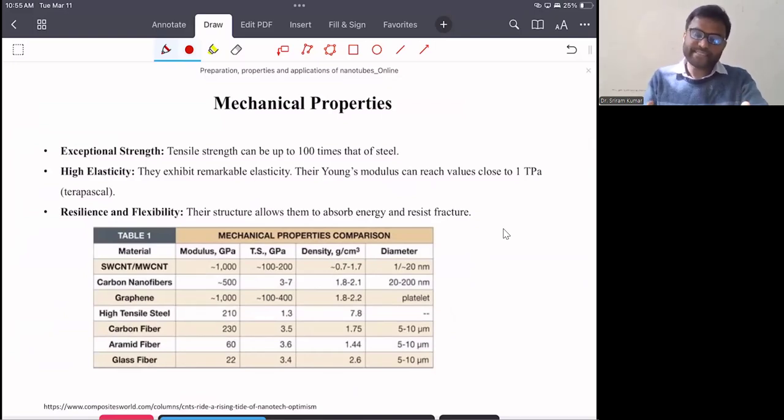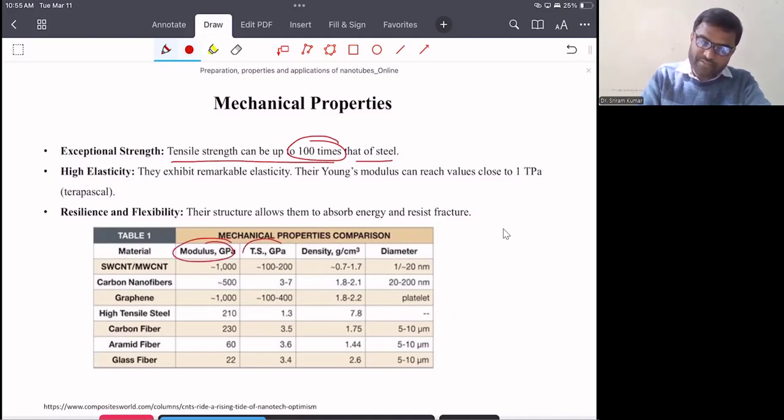Here, CNT has tensile strength that is maybe close to 100 times more than the steel. So now let's just compare in this table. We have the modulus here, we have the tensile strength, and then we have here the steel and the CNT. So we just compare this data. The tensile strength for multi-wall CNT and single-wall CNT is close to the 100 to 200 range. And for the steel, we have this value 1.3.